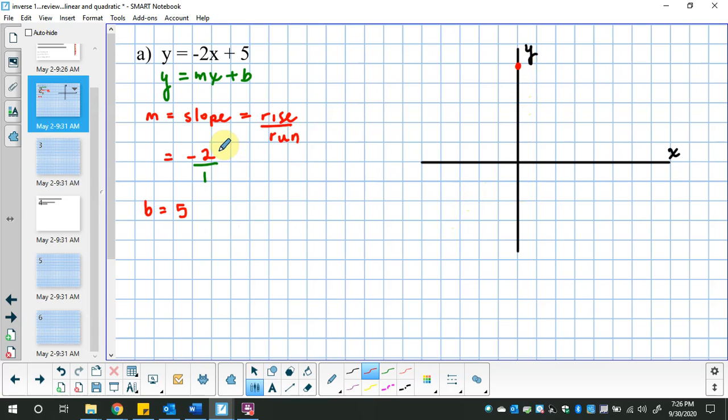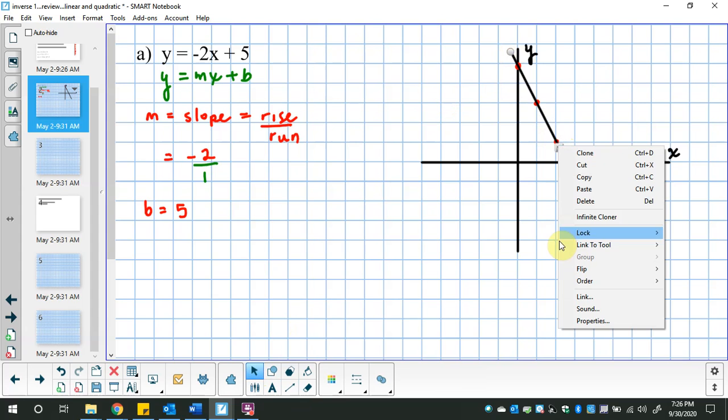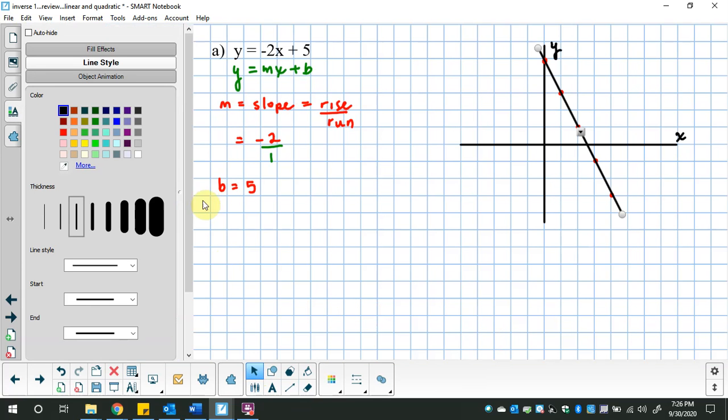So if I find 1, 2, 3, 4, 5, I can put a dot here. And then I can rise -2, so 1, 2, and run always to the right. And I can do that a few times. Down 2 over 1, down 2 over 1, until I get the general shape of this line. Now I'm going to connect them with my ruler. And just because I said to you that I was going to do this in red, I am going to turn that into a red line.